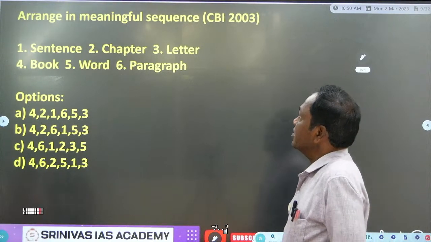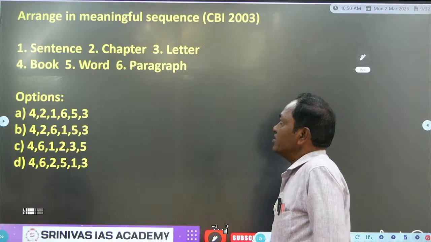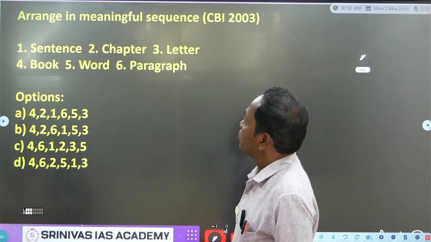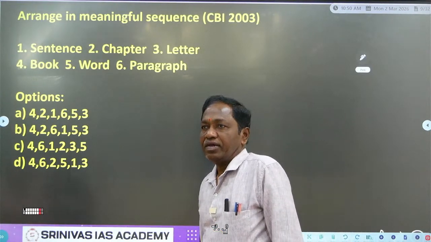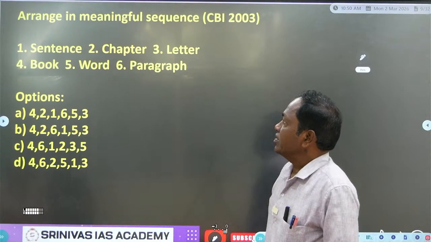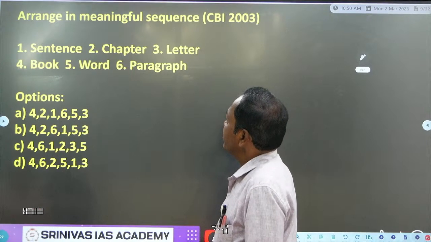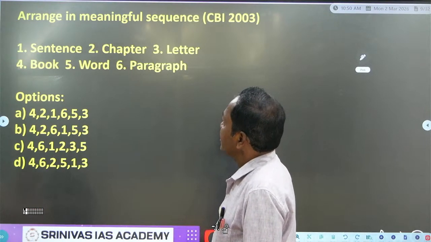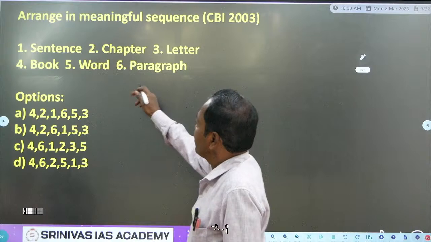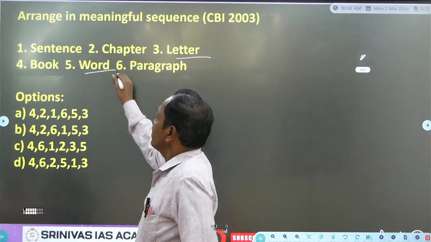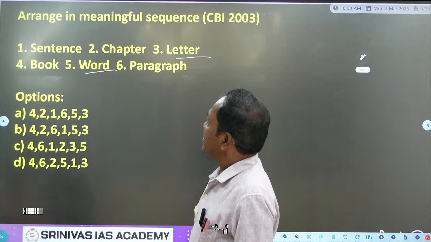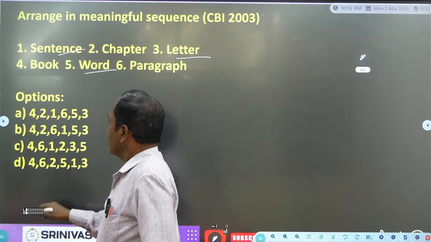Next, arrange in a meaningful sequence: sentence, chapter, letter, book, word, paragraph. So that is again letter 3, 5. Letter 3, word 3, 5. Letter 3, 5. Word, sentence 3, 5, 1.